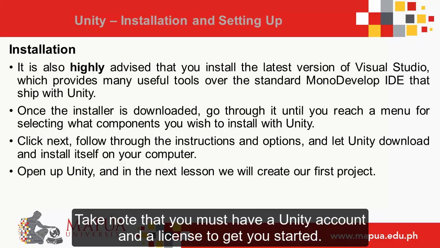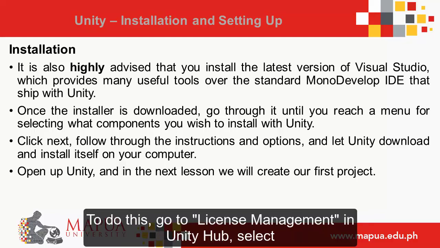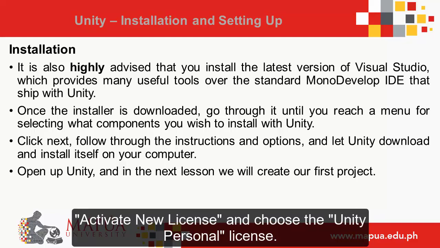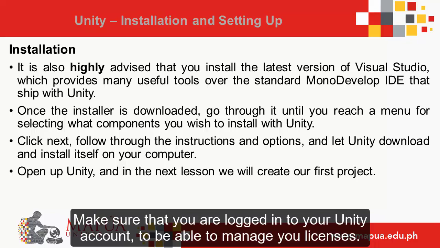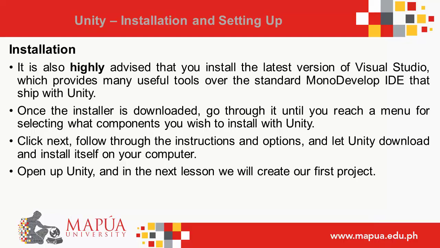Take note that you must have a Unity account and a license to get you started. To do this, go to License Management in Unity Hub, select Activate New License, and choose the Unity Personal License. Make sure that you are logged into your Unity account to be able to manage your licenses.